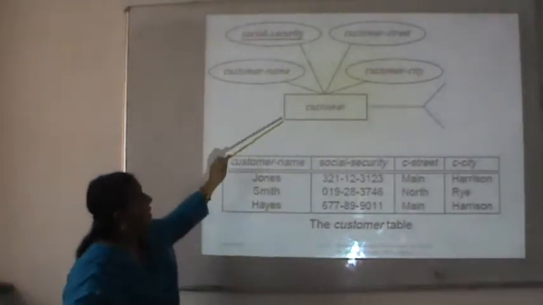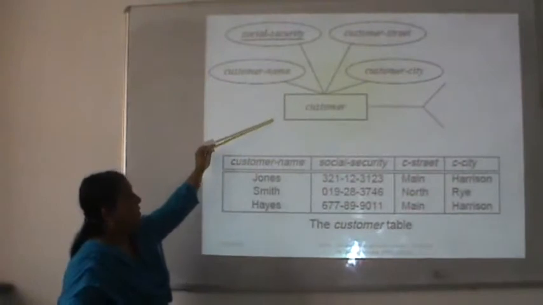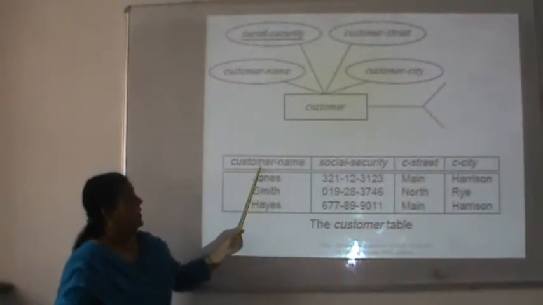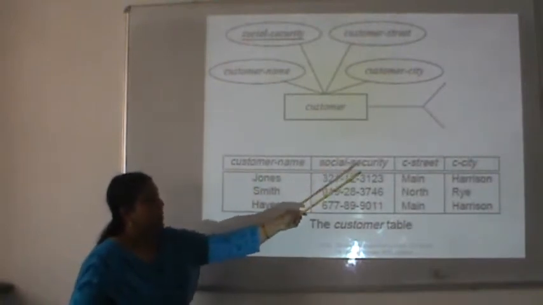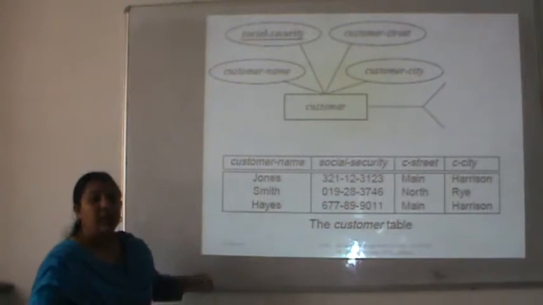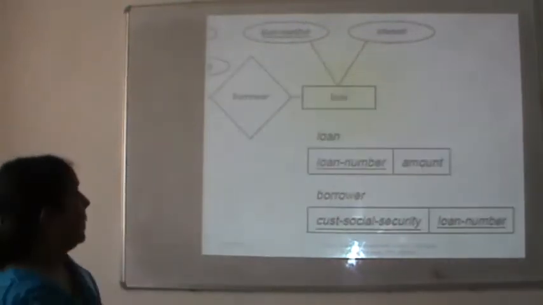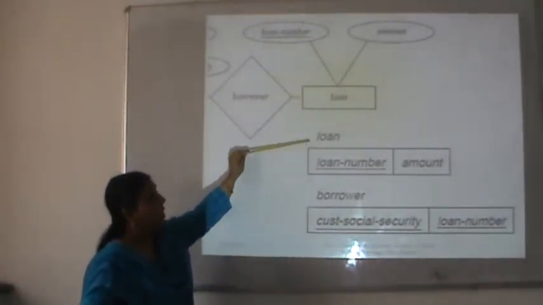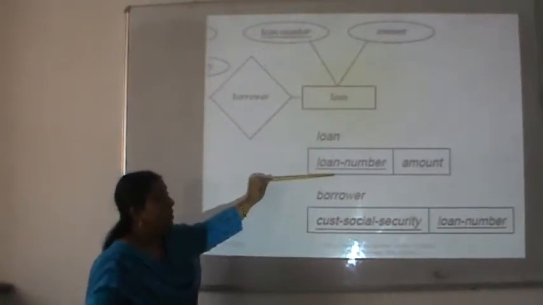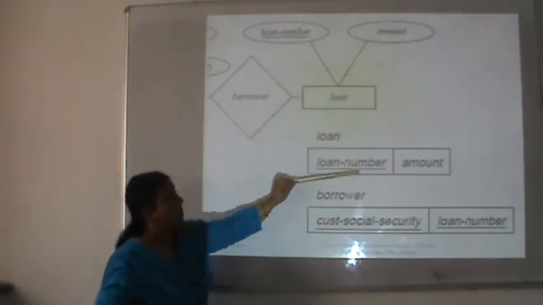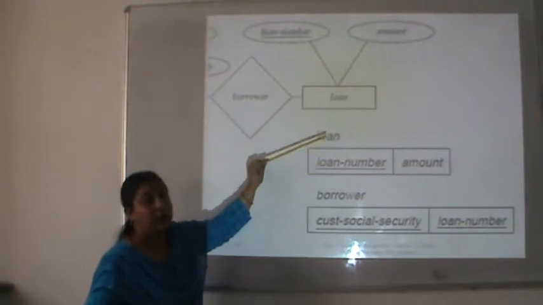See, customer has four attributes. Reduce them to tables. So this is a customer table which has four columns: customer name, social security number, customer street, and customer city. And then we will start filling the records into the table. Another entity, loan. Loan has two attributes. So we create a table loan with loan number and amount. Here you can see, since loan number is the key attribute, we'll make loan number the primary key of the table loan.